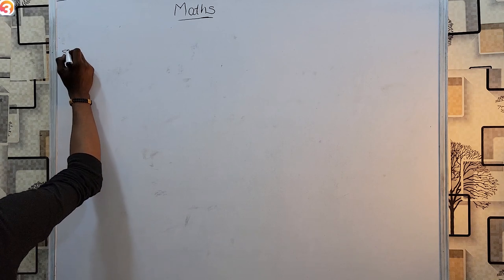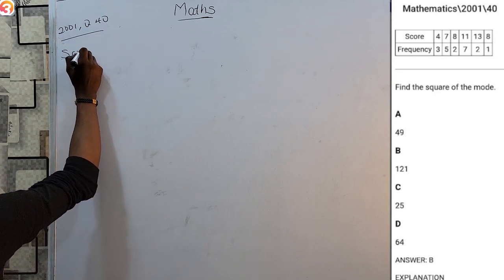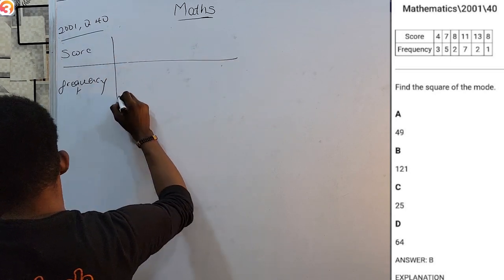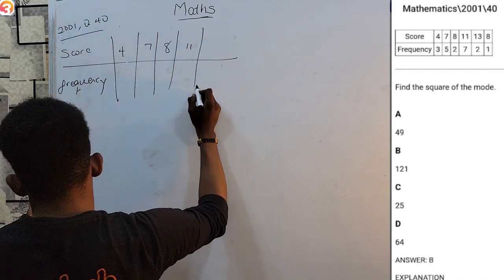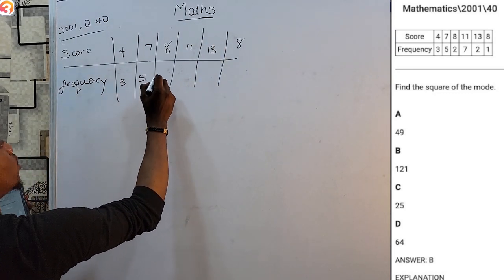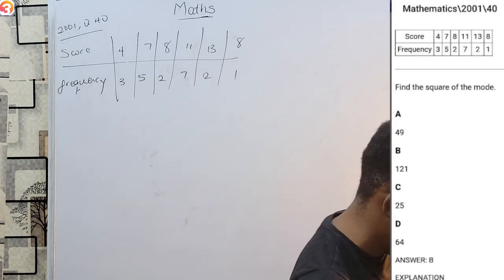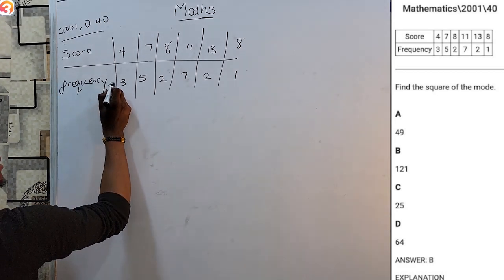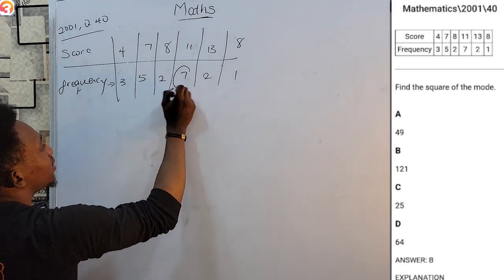This one gives us another table. And by the way, this is 2001, question 40. So we have score, we have frequency. In this one, the scores are 4, 7, 8, 11, 13, and 8. The frequencies are 3, 5, 2, 7, 2, 1. We are being told to find the square of the mode. The square of the mode, what occurs most. To find what occurs most, look at your frequencies. Which of these frequencies is the highest? Obviously, the highest frequency is 7.